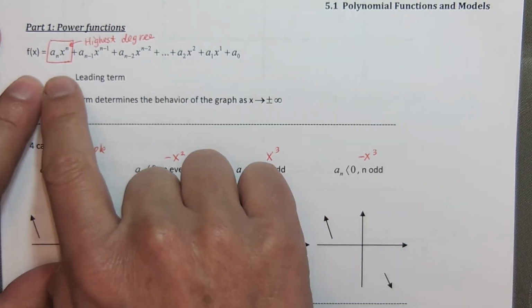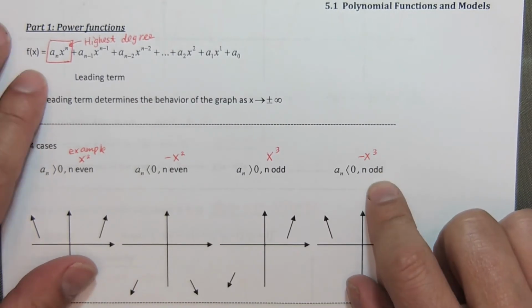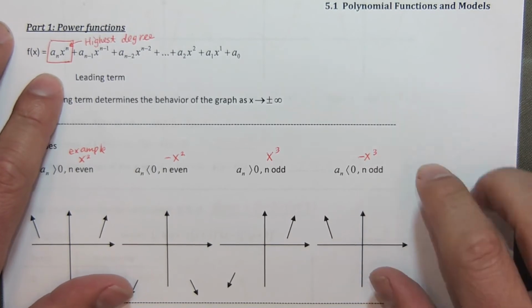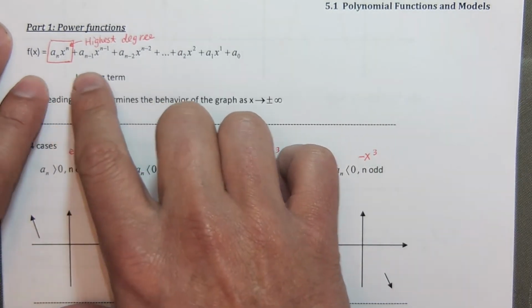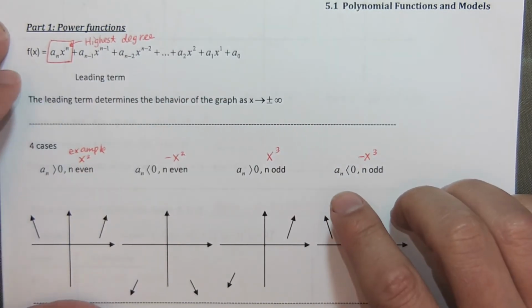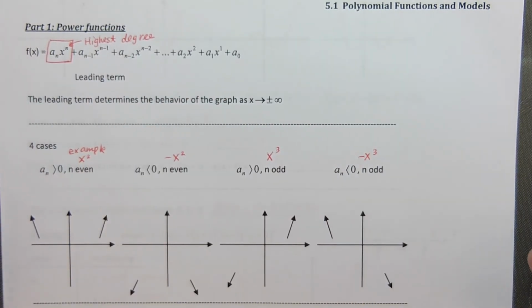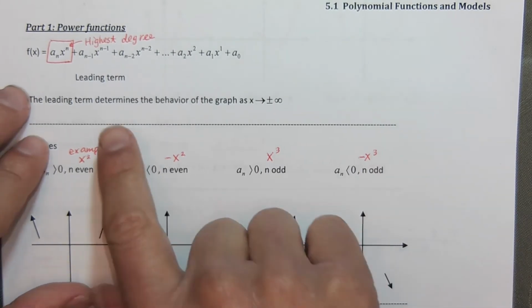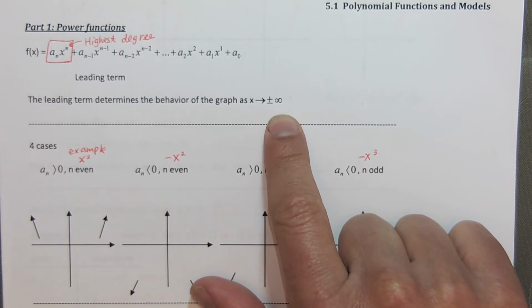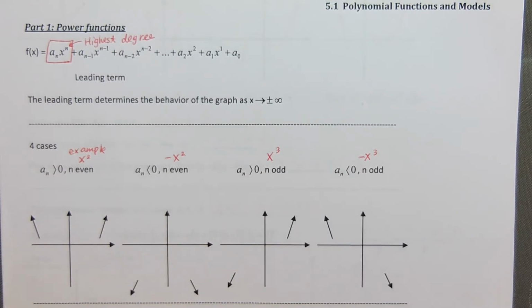Here's a generic polynomial, and you can see it's an nth degree polynomial. And we try to write it in what's called descending order, so the largest exponent is first, and we call this an nth degree polynomial based on that. And we're going to first explore what happens when x goes to infinity or negative infinity. And there are four scenarios as we're looking at this.